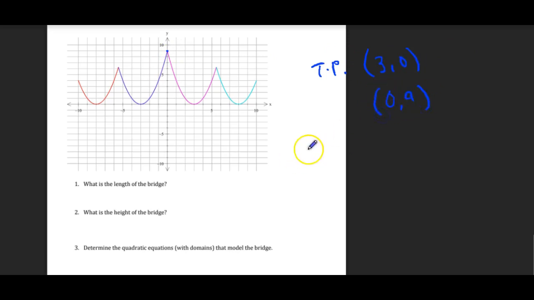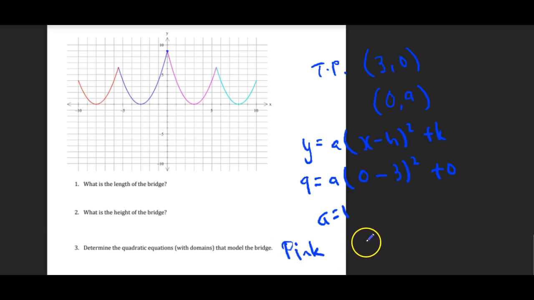Okay, so we can use those 2 points in turning point form to get our equation. So let's just substitute them in. I'm going to quickly do this. So -3 squared is 9. So A is going to be 1. So your equation for the pink one only is going to be y equals x minus 3 squared. Okay, so that's this equation here. You can, if you want to, go on and do the rest.